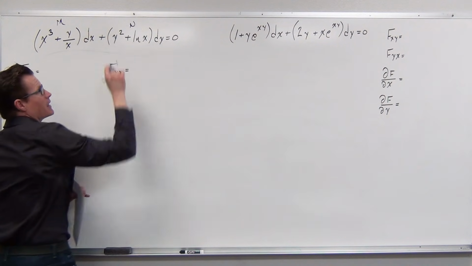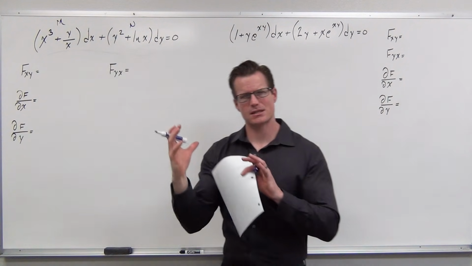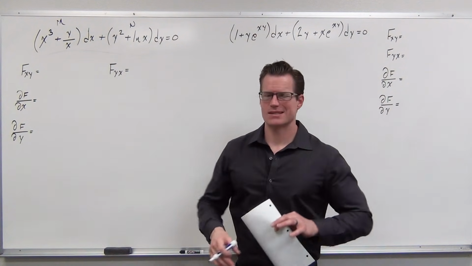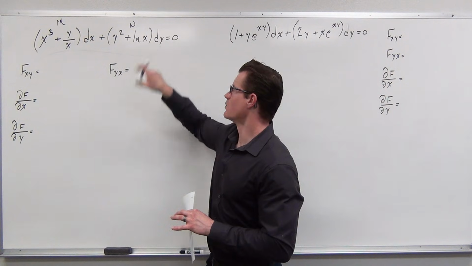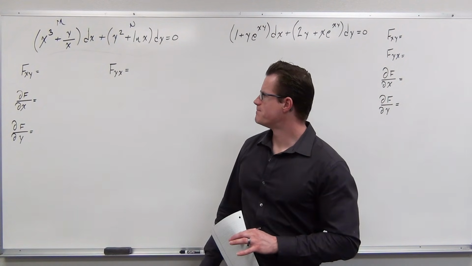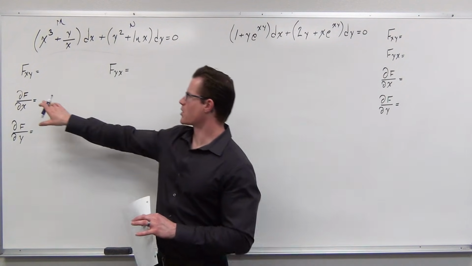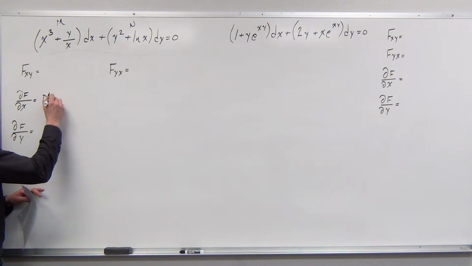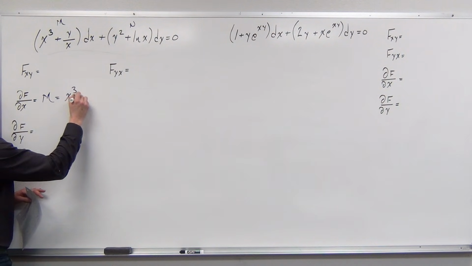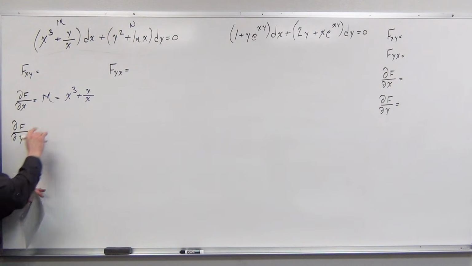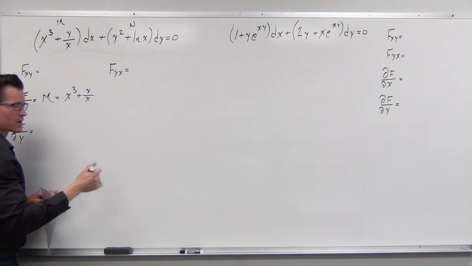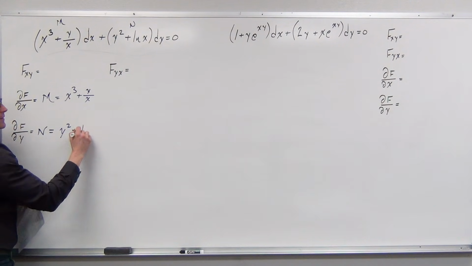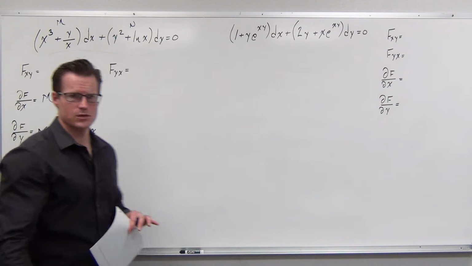call this M and this N. M is the piece, this partial derivative of f with respect to x that's joined to the dx, and the N is this piece, this partial derivative of f with respect to y that's joined to the dy. And we're going to say, all right, well, if M is the partial derivative of f with respect to x, so this is M. And if N is the partial derivative of f with respect to y, this is that. So that's all well and good.